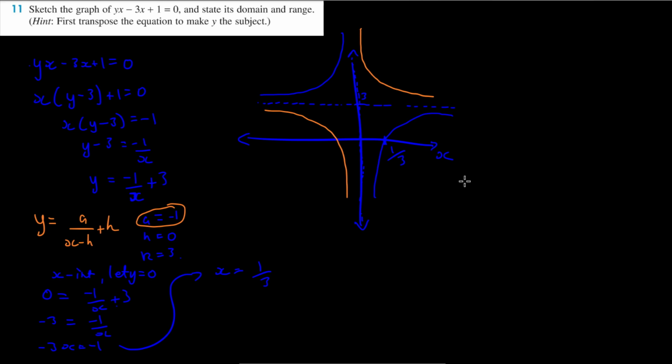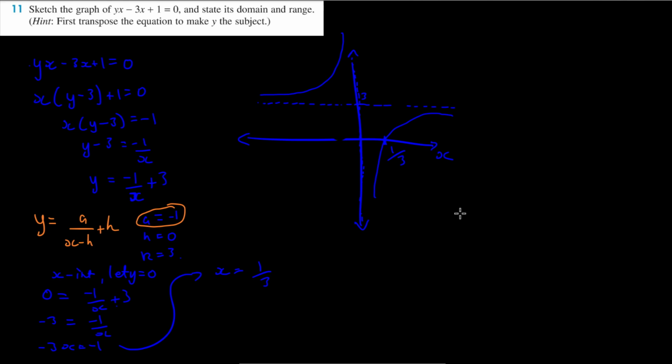And now we're done. We probably don't want these orange lines here. They're a little bit confusing. So let's get rid of them, just because our final solution should just be looking like that. And that is a very nice looking sketch of yx - 3x + 1 = 0.